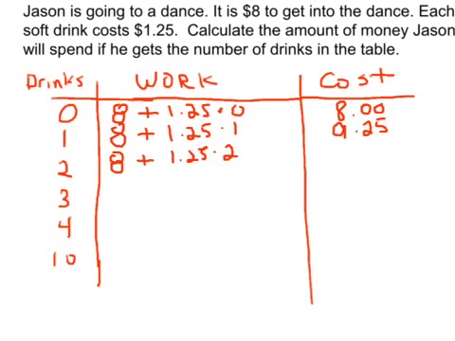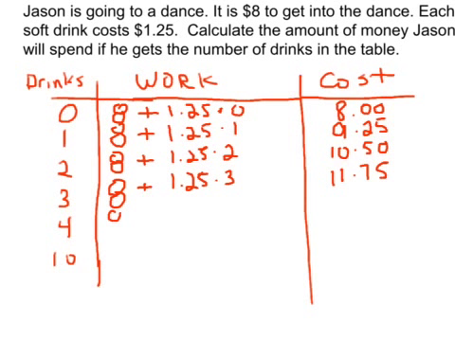Then, if he buys 2 drinks, it's still $8 to get in, and it's $1.25 times 2, which is $2.50 onto 8. That's $10.50. So if he buys 3 drinks, it's a standard $8 to get in and the $1.25 per drink. So it's 3 times 1.25, which is $3.75. If you add that onto 8, you get $11.75. So we're just going to keep going. 4 times 1.25 is $5. So 8 plus 5 is $13.